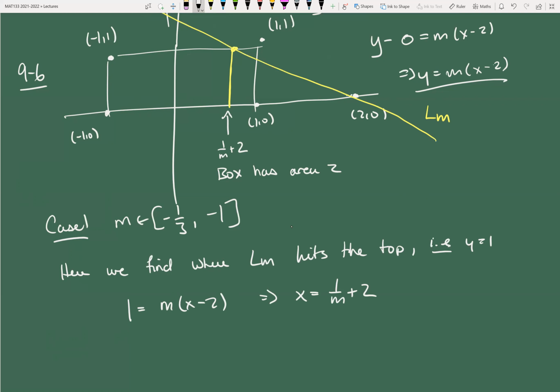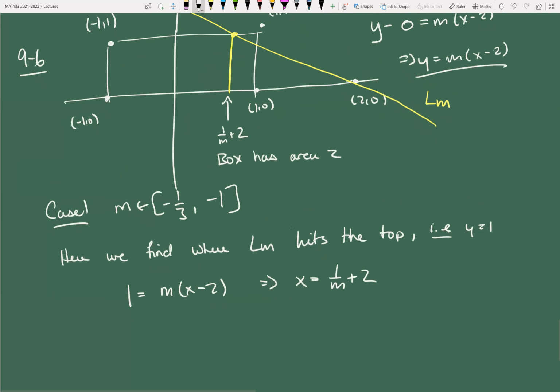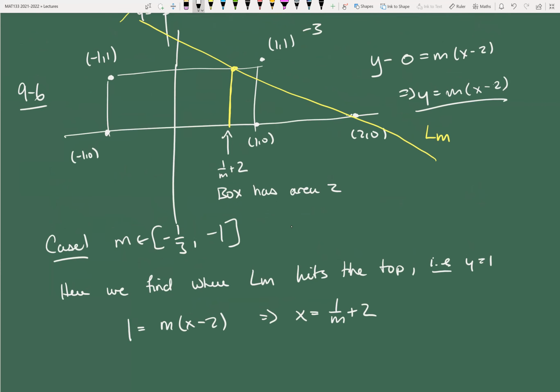So the area, let me just double check what it says. Find that it divides the box into 2 halves of equal area. Okay. So the area of, okay, geez. Yeah, I don't know. Can you guys read that?